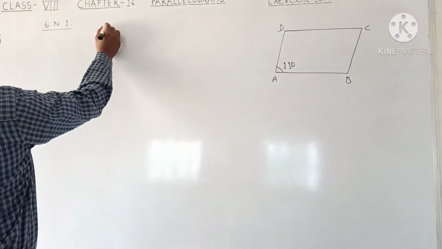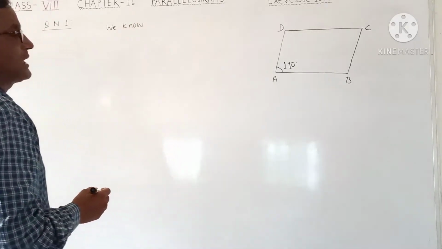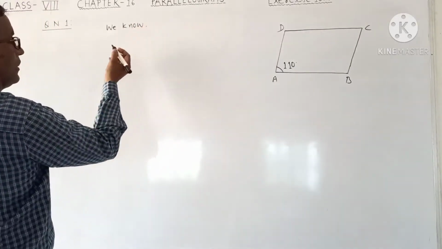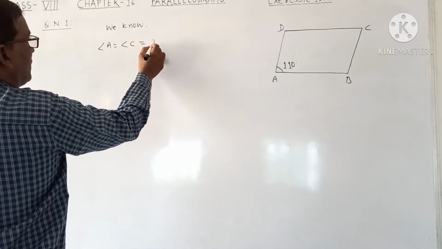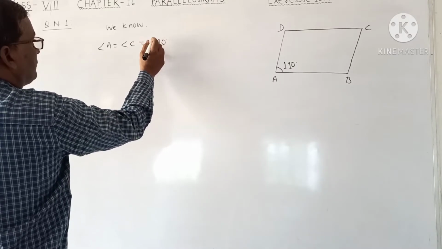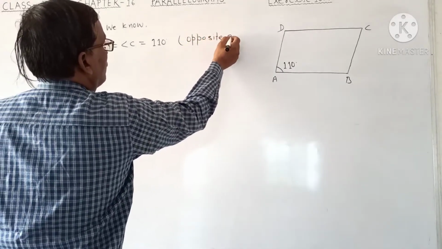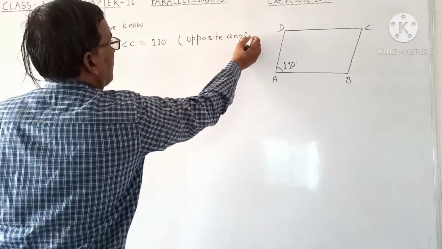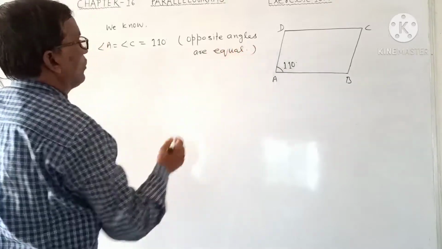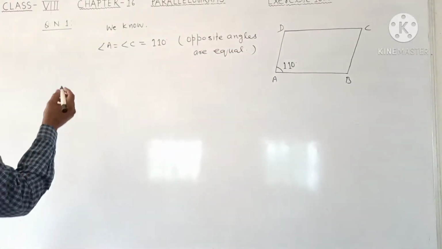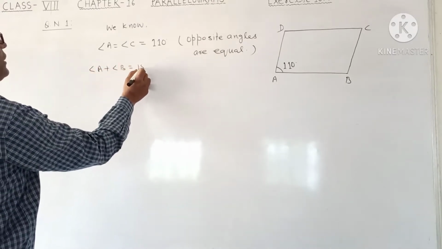We know opposite angles are equal in a parallelogram. Angle A equal to angle C is equal to 110 degree. In a parallelogram, opposite angles are equal. And angle A plus angle B equal to 180 degree.